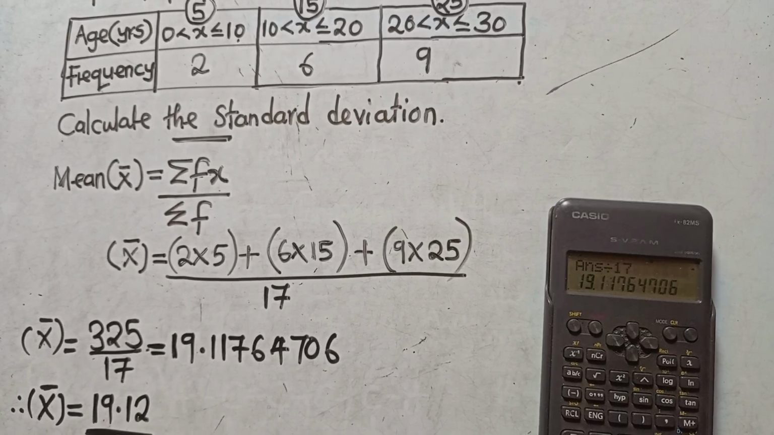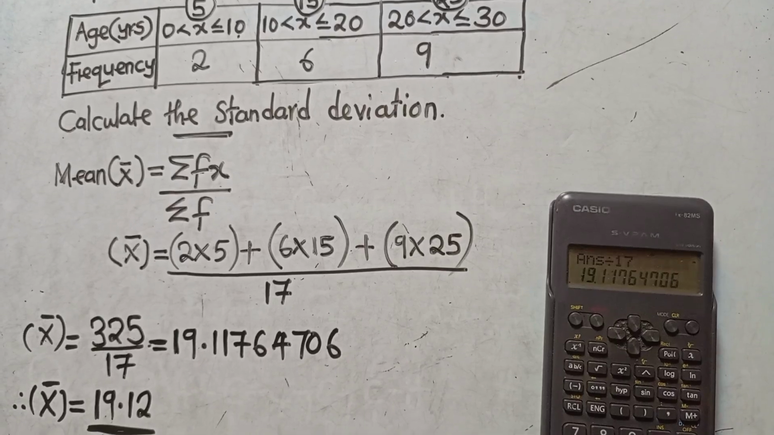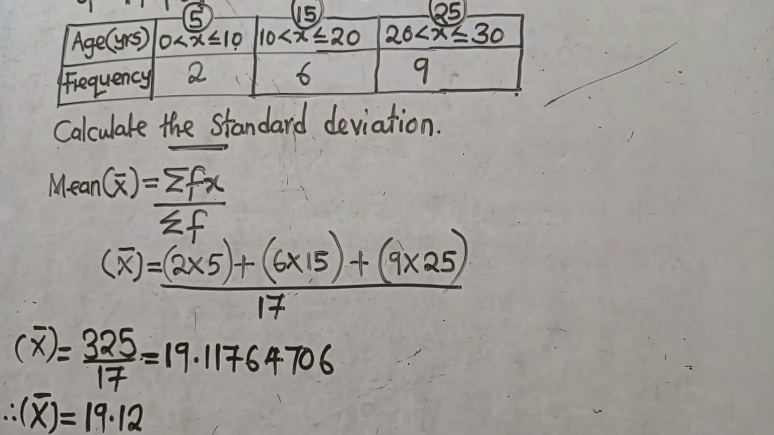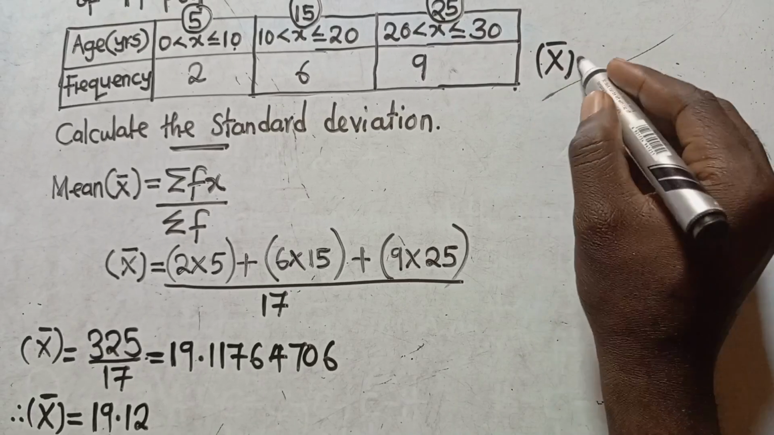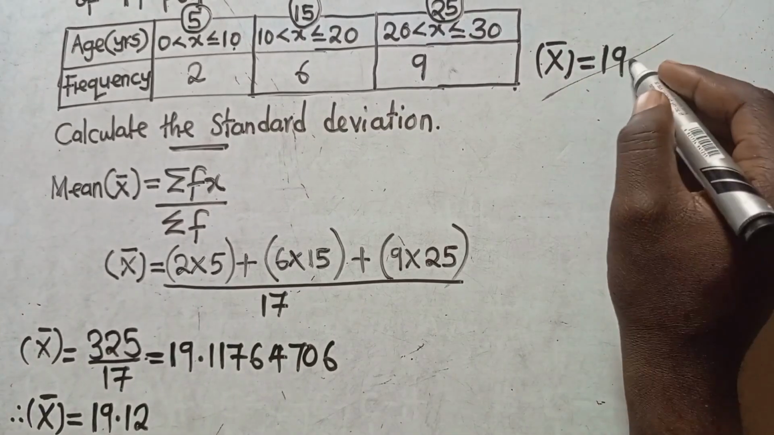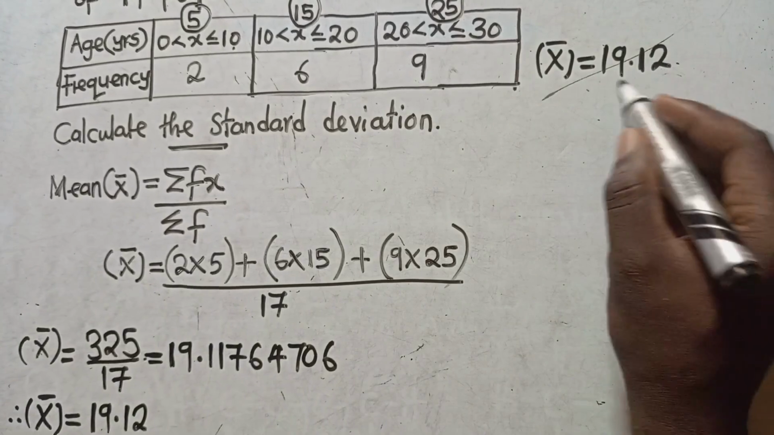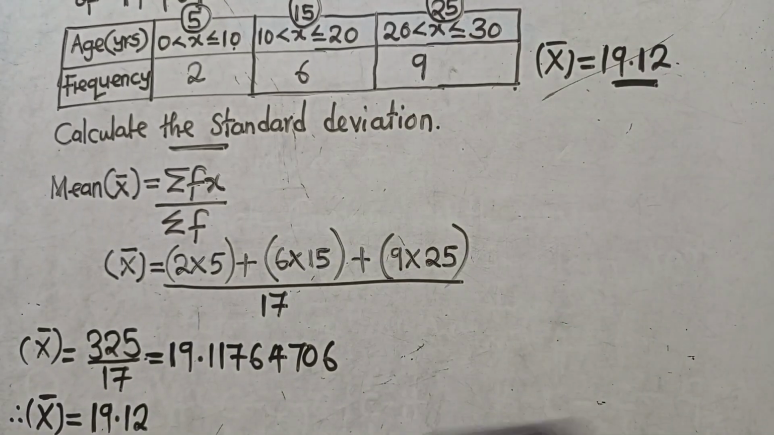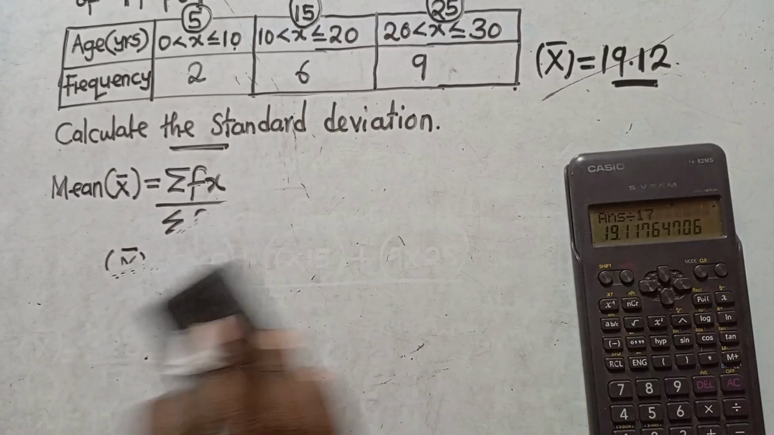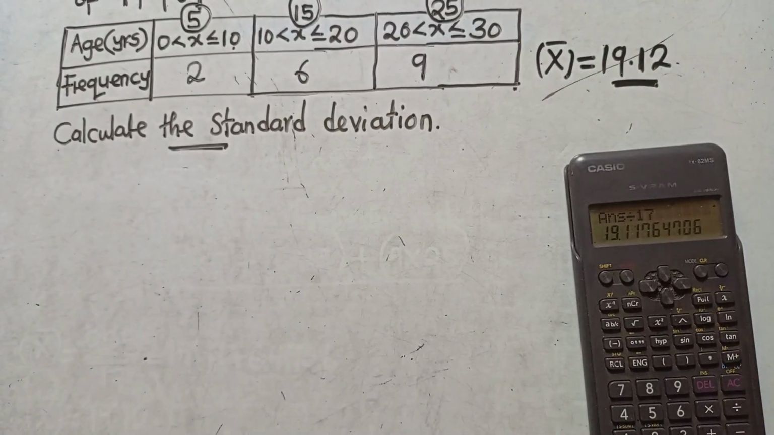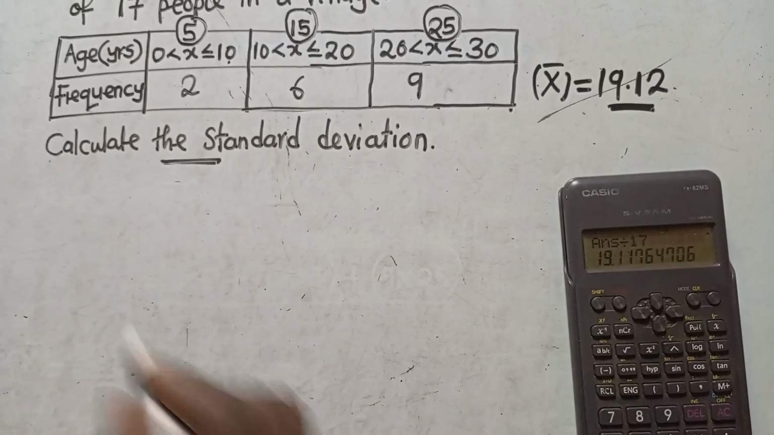This is the answer. This is the mean. Don't forget that. Our mean is 19.12. That is the mean. After you find the mean, you now calculate the variance. So I'm showing you the methods that you need to do. We now calculate the variance.